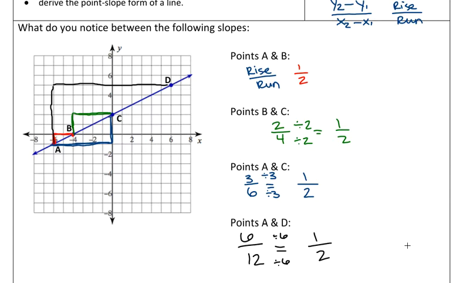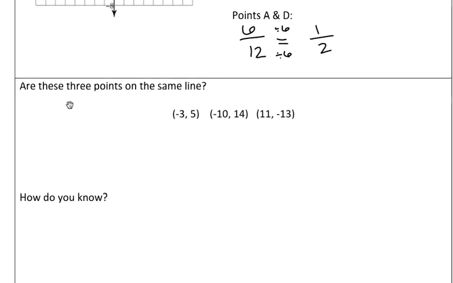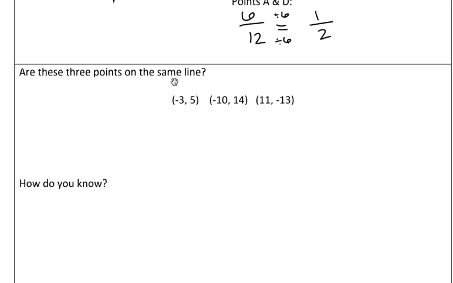So in order for 2 points to be on the same line, they have to at least have the same slope. So all of them have to have that same slope 1/2 in order for all of them to be on the same line. So here's the question. Are these 3 points on the same line? Okay, in order to know that, we need to do our slope formula. So we're going to take y2 minus y1 over x2 minus x1.